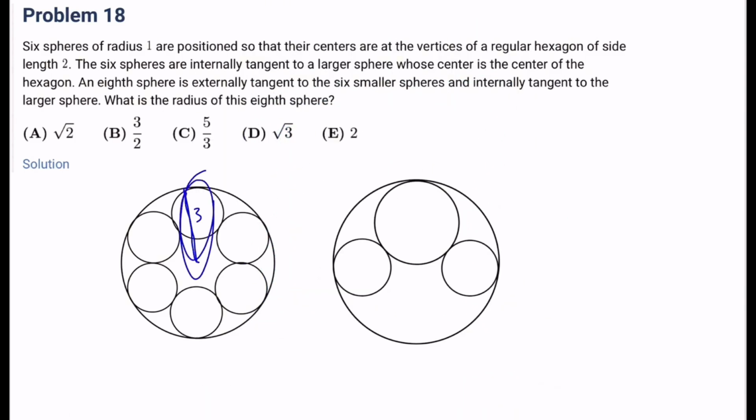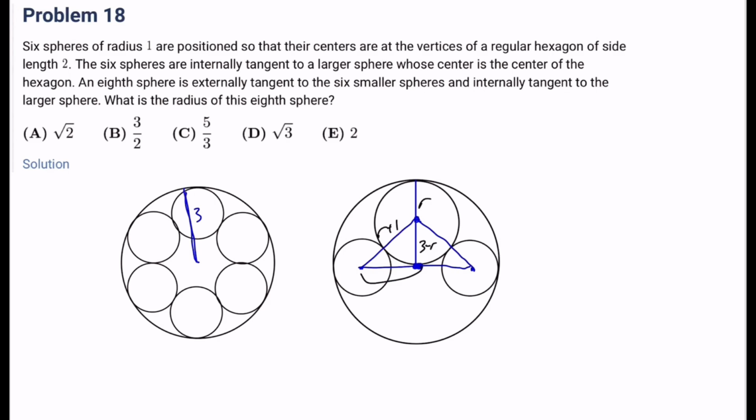Since we know that this much is 3, then we can have the center of this circle and then put it upward. So that would be the center. And then if we connect the midpoints, it will look something like that. And let's say that this much, that's r, right? If that's r, then that's 3 minus r. And this much will be r plus 1, because this radius is 1, and this radius is r, so that's r plus 1.